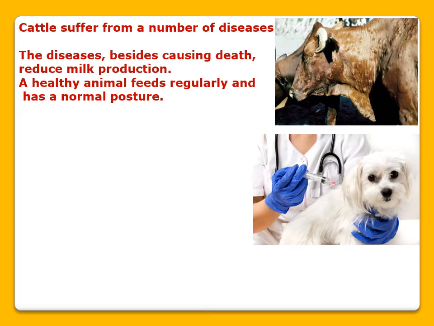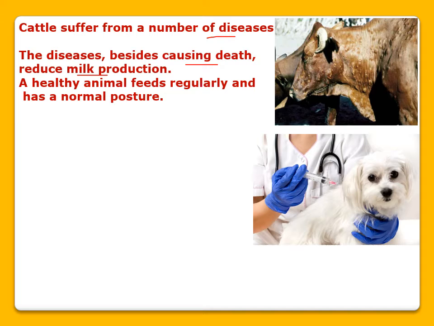As we have disease, cattle also suffer from disease. The disease, besides causing death, reduces milk production. If any female animal that is giving milk to us has disease, the disease can affect their milk production also, and the quantity can be reduced and the quality of milk can also be affected.